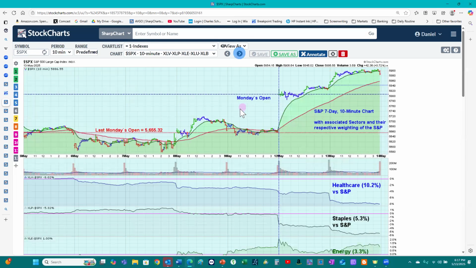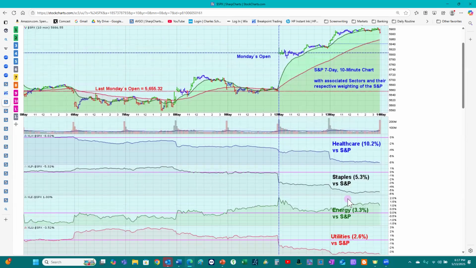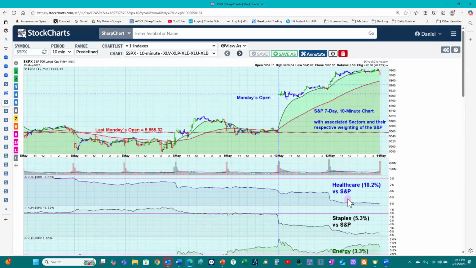The next one are the defensive ones, and this will really give you a stark contrast between these. So there's healthcare continuing to move lower, staples moving lower, energy hanging in there, just kind of going sideways up a little bit. Utilities, very much down. Materials is down. So all of these, especially staples, utilities, these are all defensive areas, and they're moving lower as the aggressive areas are moving higher. And that's exactly what you want to see in a strong market.